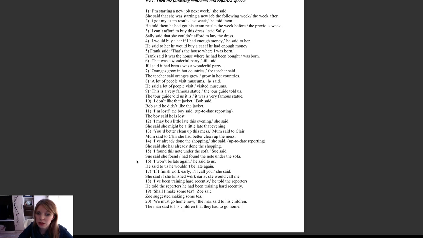Sue said she found or she had found the note under the sofa. So we either leave the verb the way it is in the past simple or we change it into past perfect. Number 16. "I won't be late again," he said to us. He said to us he wouldn't be late again. We change will, future simple, into conditional would.